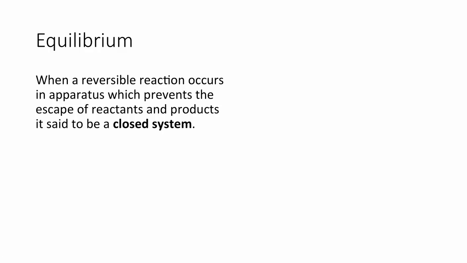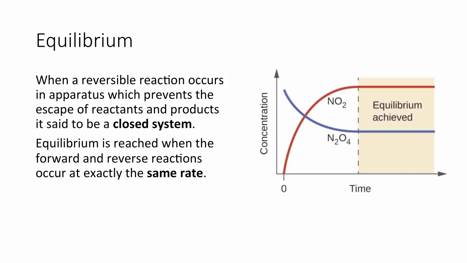Equilibrium. When a reversible reaction occurs in an apparatus which prevents the escape of reactants and products, it is said to be a closed system. That is, nothing can get in or out. And if the reaction forward and back happens at the same time, it can reach a point called equilibrium. And that is because the rate forward and the rate back are the same.